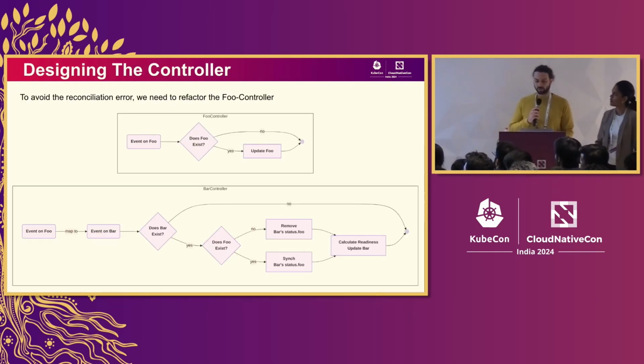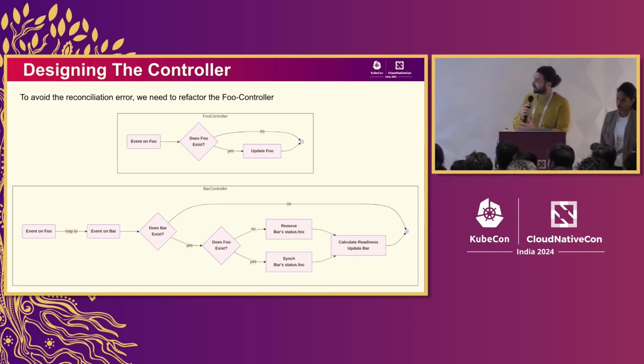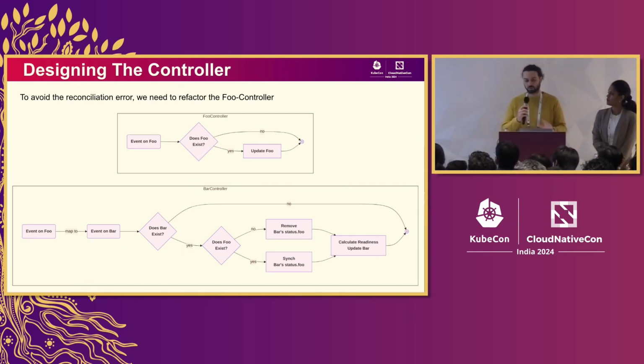We definitely need to refactor the logic then. It is now evident to me that we need to move the bar-related logic to the bar controller. So we need to remove that from the foo controller. This will indeed have an impact on the foo controller. As you can see, it's now very slim. It's just reacting to events on foo, and if a foo exists, it will update foo. That's the only thing that it should do.